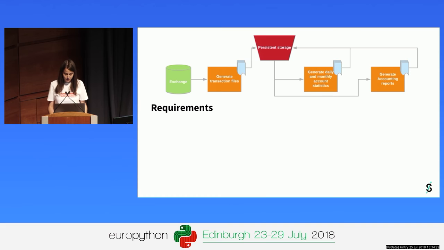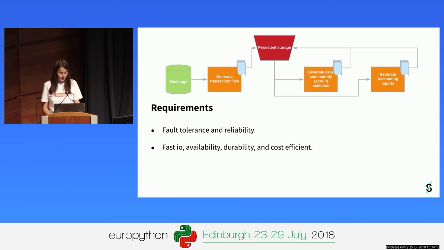The main requirements of the pipeline are fault tolerance and reliability. If something goes wrong, we need to be aware of it, and we should fix it quickly by running those steps of the pipeline that are affected by the issue. In terms of storage, we need fast reads and writes, high availability, high durability, and the storage should be cheap.